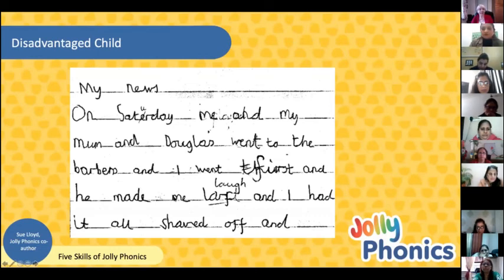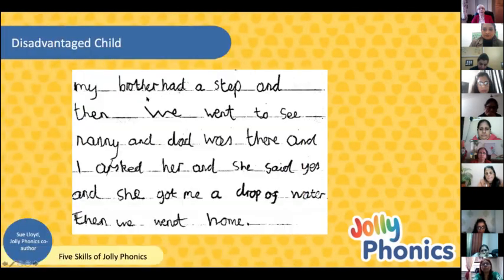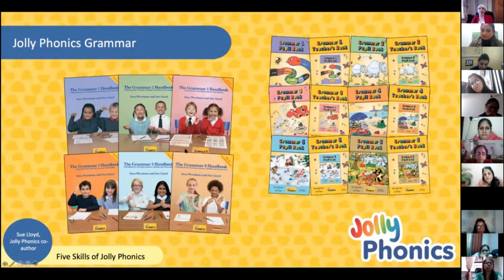But and so I went first, and he made me laugh, and I had it all shaved off, and my brother had a step, and then we went to see Nanny, and Dad was there, and I asked her, and she said yes, and she got me a drop of water. Then we went home. Just lovely, absolutely. Never underestimate a child. We were so wrong there. So after this, it's more going into the jolly grammar, which of course is for another day.